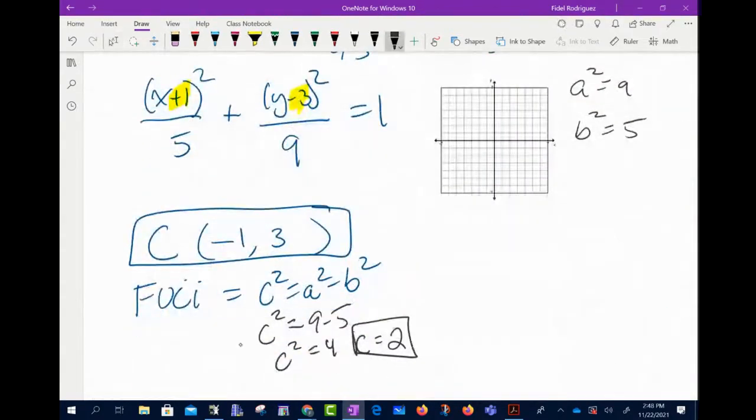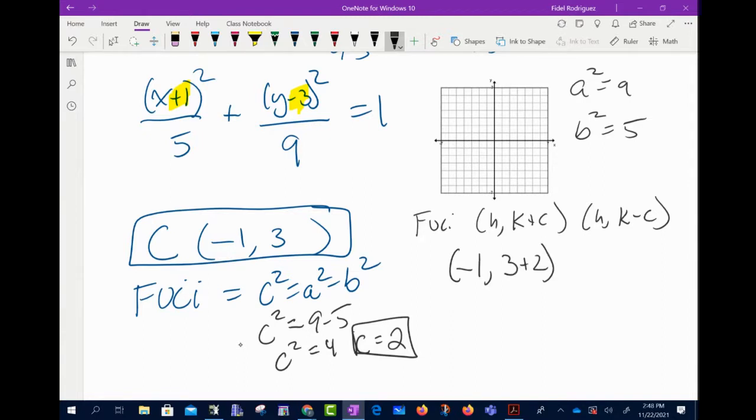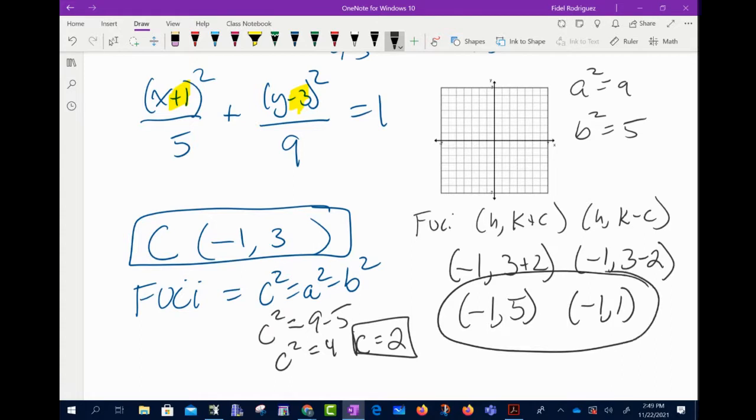So I'm going to come back over here. Foci is going to have (h, k plus c), and then (h, k minus c). So we know that this is going to look like (-1, 3 plus 2) and (-1, 3 minus 2). So (-1, 5) and (-1, 1). Here's our foci.